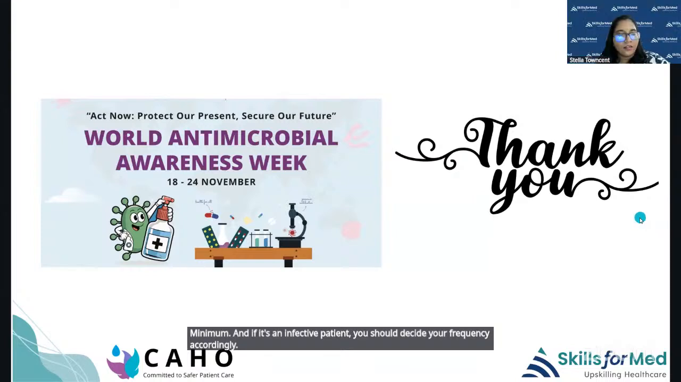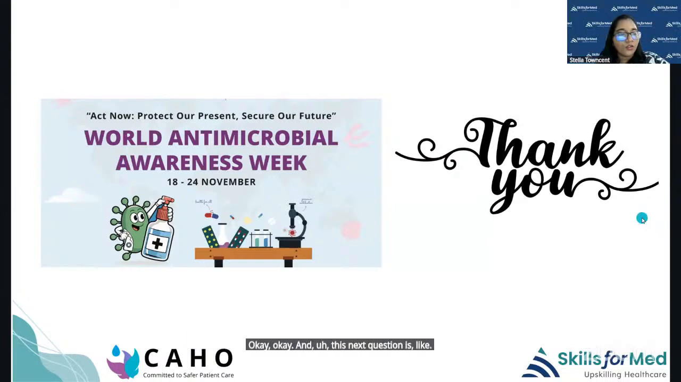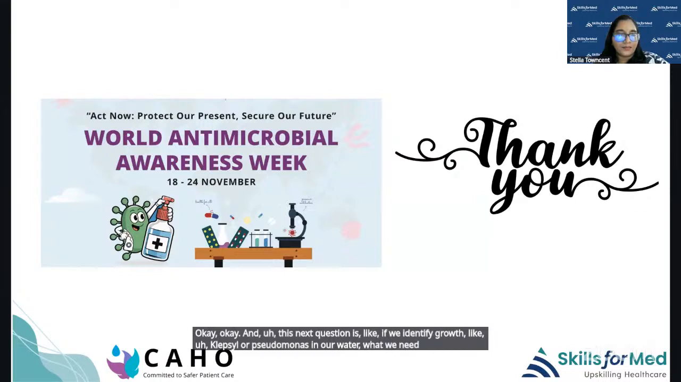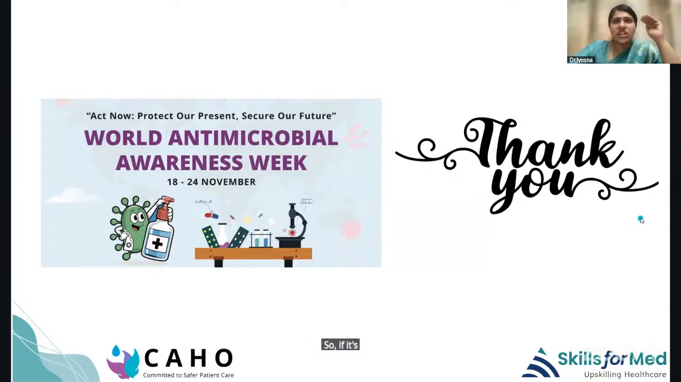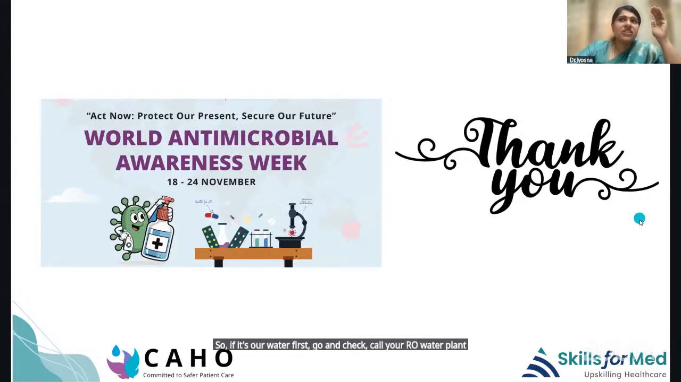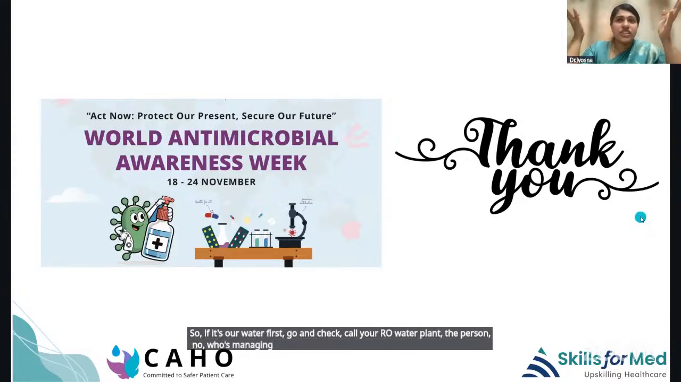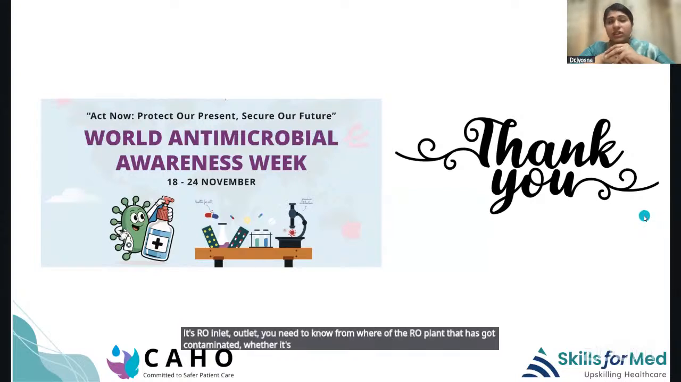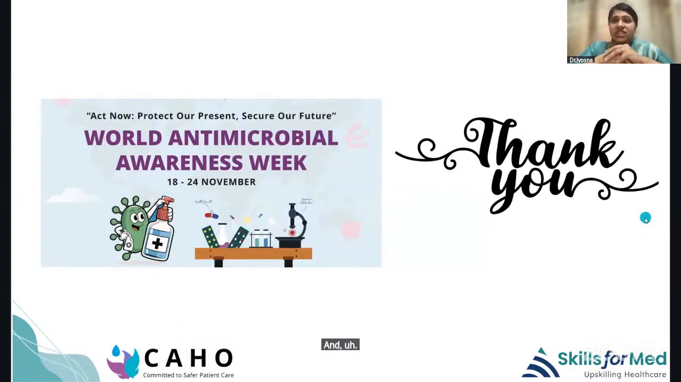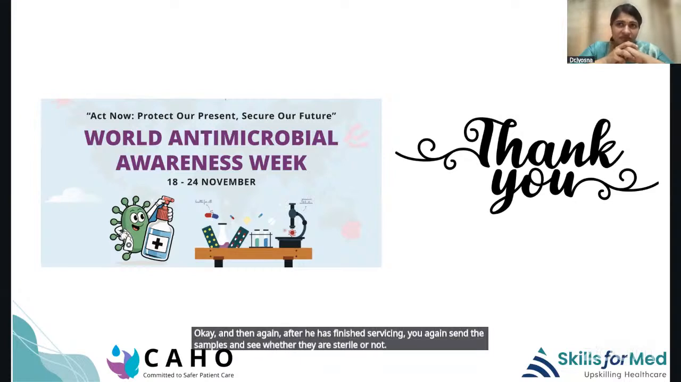Next question: if we identify growth like Klebsiella or Pseudomonas in RO water, what do we need to do immediately? If it's RO water, first call the person managing the RO water plant, the biomedical facility person, and ask him to check whether it's the RO inlet or outlet, to know which part of the RO plant has got contaminated. Second, he has to service it. After he has finished servicing, send the samples again and see whether they are sterile or not.